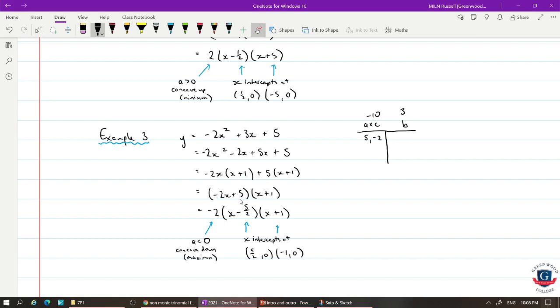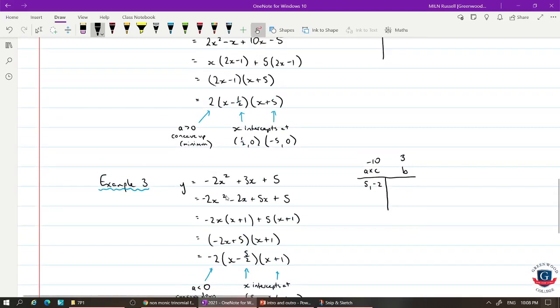Divide through this bracket by negative 2, gives me x. 5 divided by negative 2 is negative 5 on 2, which leaves me with an a value of negative 2, indicating that the function is concave down, and we'll have a maximum. The x-intercepts are at 5 over 2, 0 and negative 1, 0.